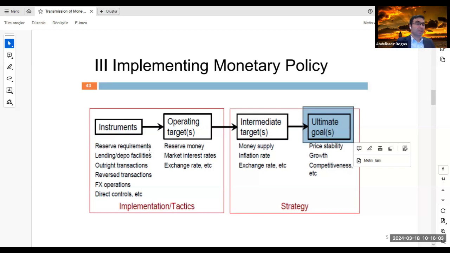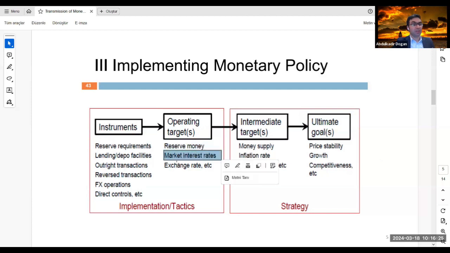And besides, these are reserve requirement, lending deposit ratio, outright transaction, reverse transaction, FX operation, direct controls. These are all my instruments. But what is the operating target of this? How can I make an operation with these instruments in the market? With the reserve money, market interest rate, exchange rate. These are the operating targets of the instrument. Okay, I have instruments, but while I'm using those instruments, I have some operation. And these operations come from the reserve money, market interest rate, and exchange rate.